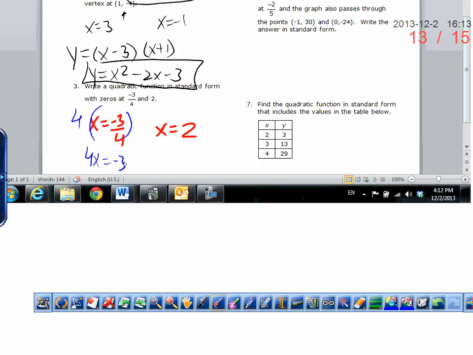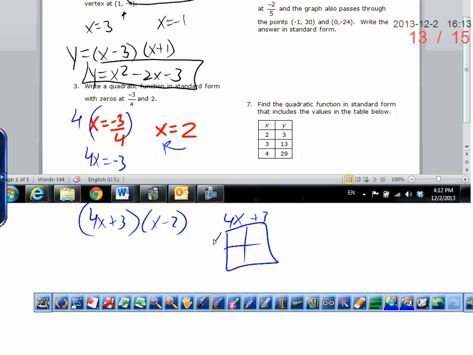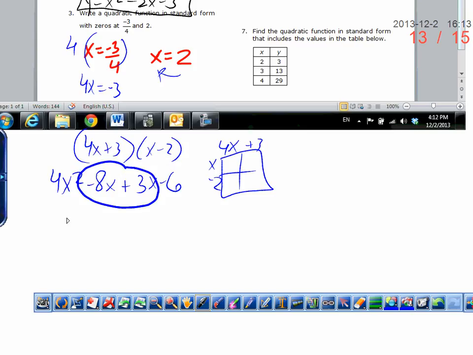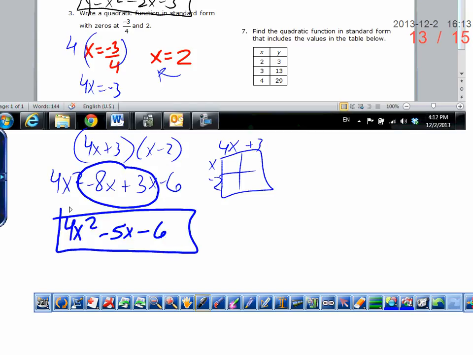Well, that's okay because I'm trying to get all the stuff on one side. So if I move 3 over, I get 4x plus 3. That's okay. I move 2 over here and I get x minus 2. Then from there I can do box method, FOIL, whatever. So 4x plus 3, x minus 2. So I'm going to get 4x squared. I'll go ahead and show my work for this because it's a little lengthy. All right. Then we got to add our stuff together. So 4x squared minus 5x minus 6. Okay. That's how that one works.